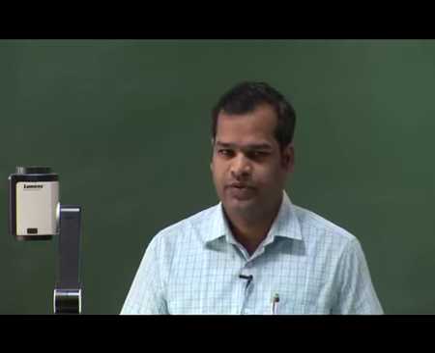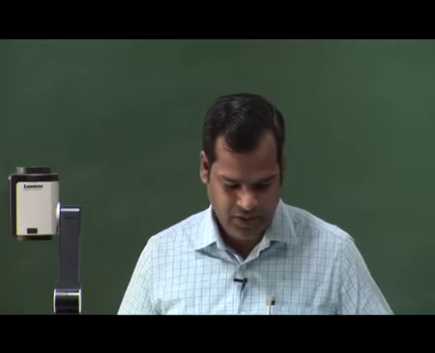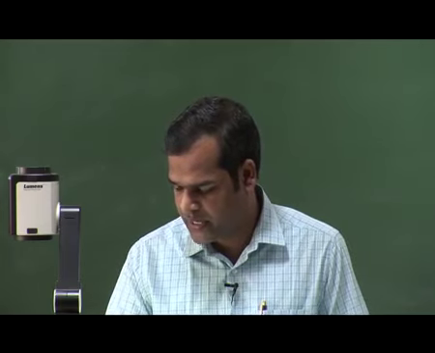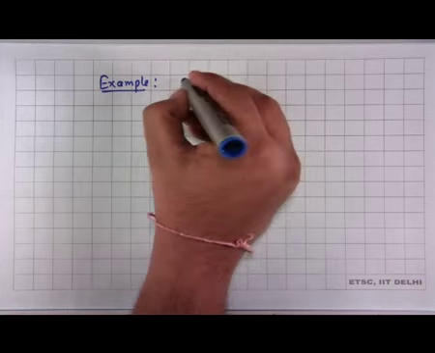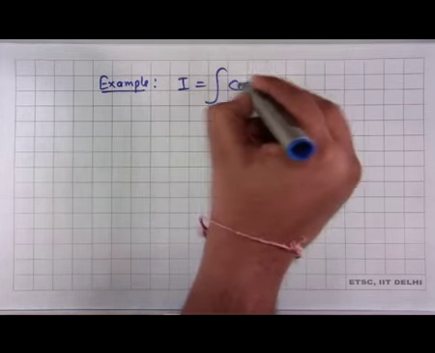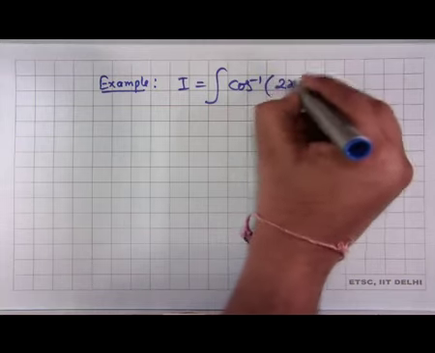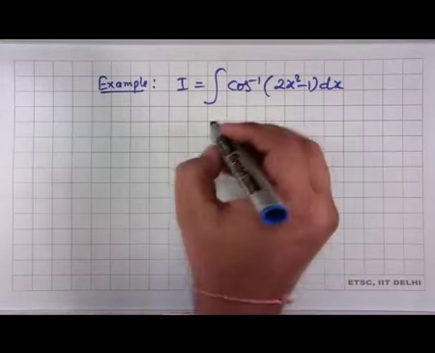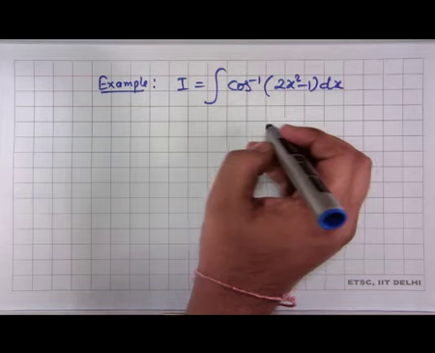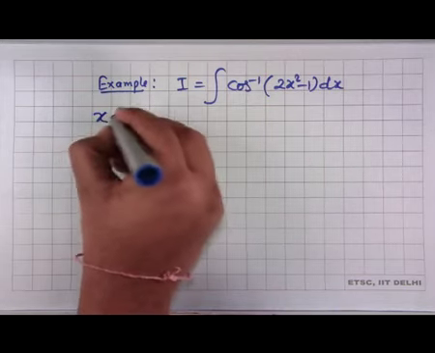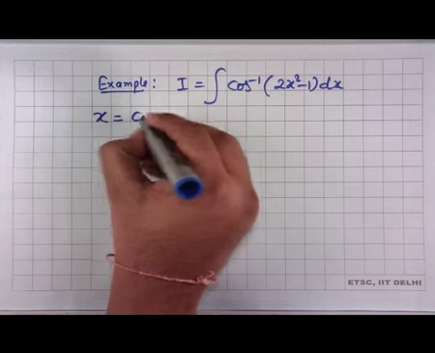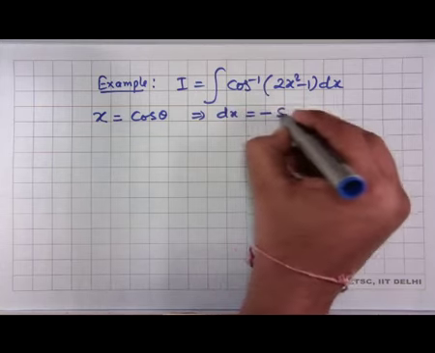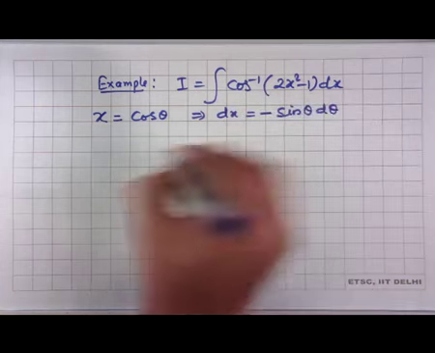I will choose another example for you to show how it evolves if we use that kind of substitution of another variable. Choosing the example of integration of cos inverse of 2x square minus 1 dx. So instead of going the way I have solved it in the previous example, I will make a substitution as x is equal to cos theta, so that dx is equal to minus sin theta d theta.